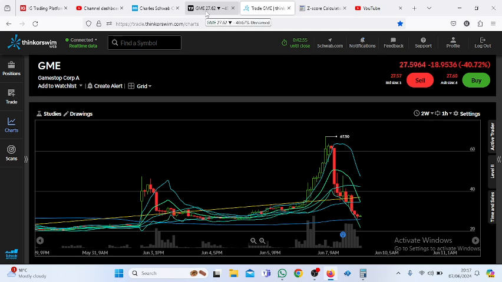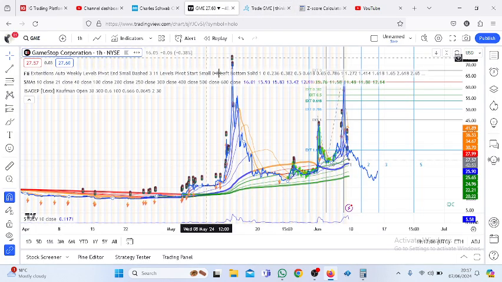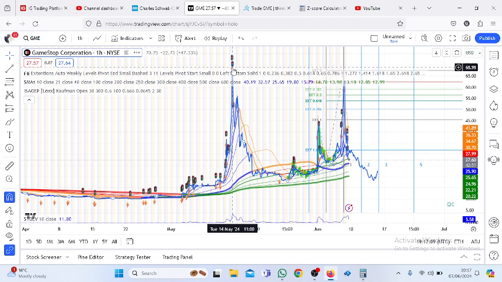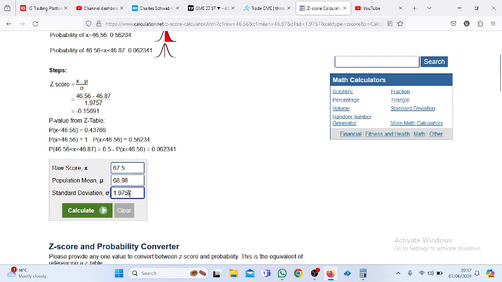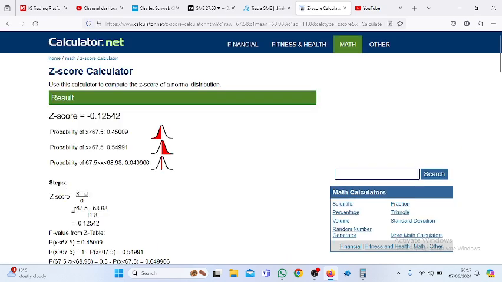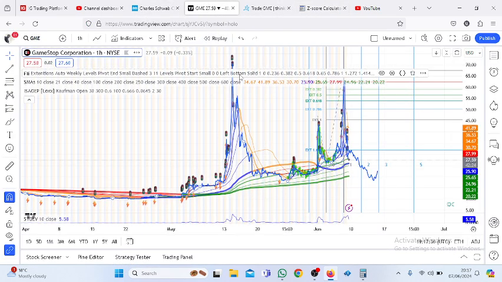Okay, we can go back again and find the standard deviation. It's 11.8. We just enter it here, 11.8, and let's see what we get. The odds of surpassing that price again are roughly 55%. But obviously that's because we used a moving average that is higher than what it traded at.